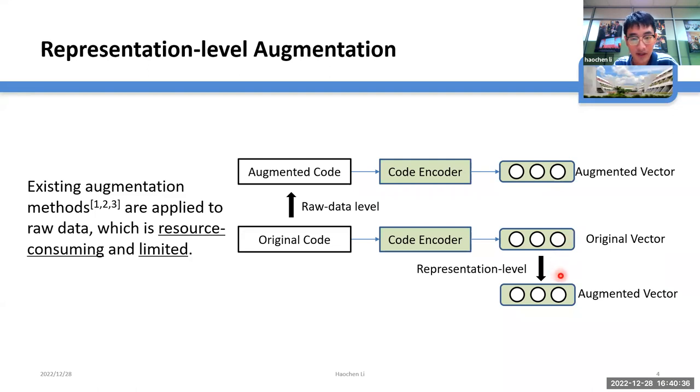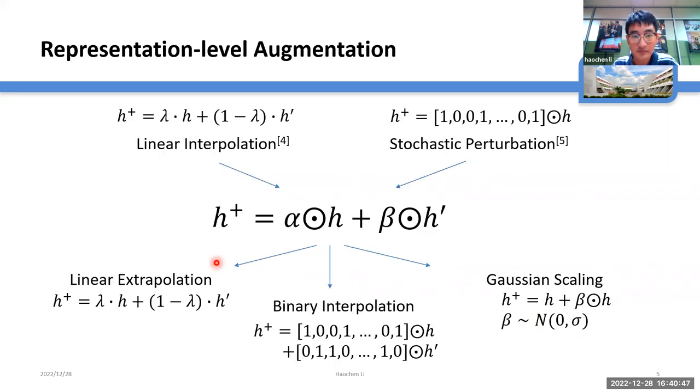And the other benefit is that the representation level augmentation could be applied under any situations, not like the limited one. Before our work, there are two representation level augmentation methods in previous studies. For simplicity, in the later part of my presentation, I will just call the representation level augmentation as augmentation, okay? The two augmentation methods are linear interpolation and stochastic perturbation.